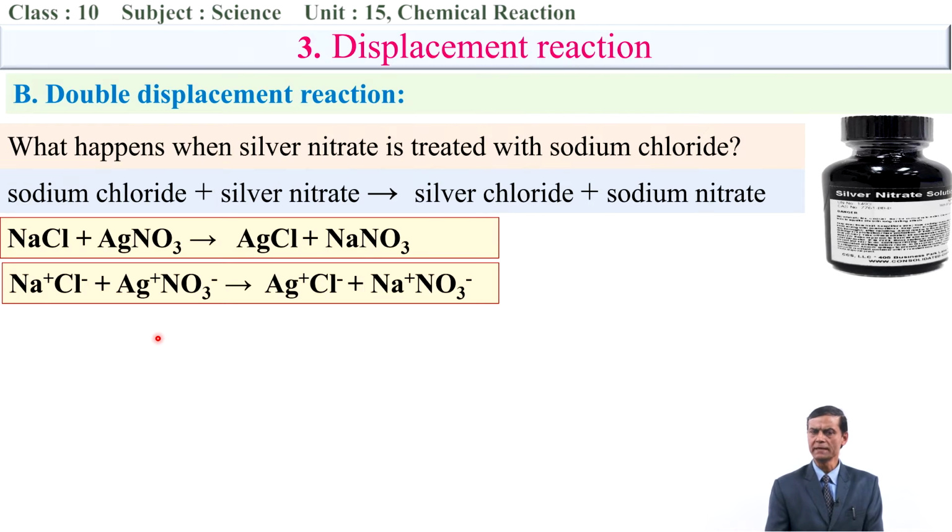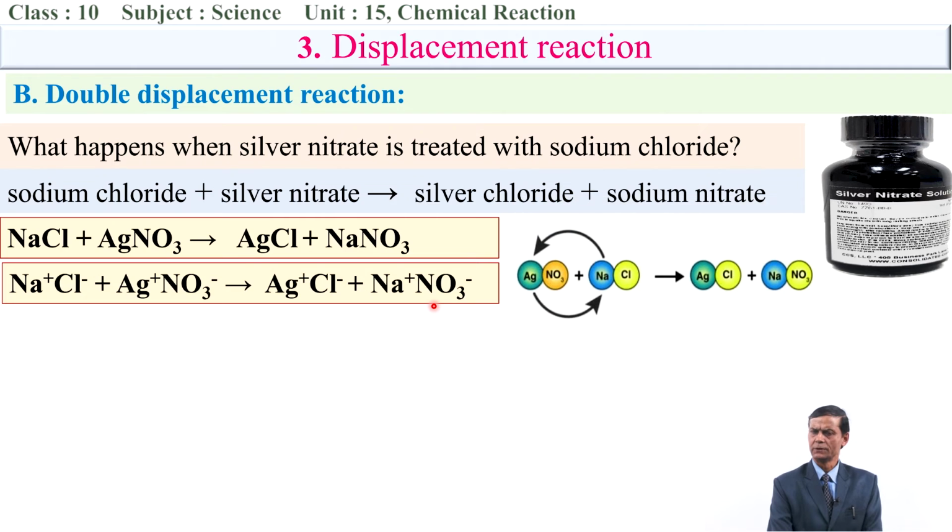So the product will be AgCl and NaNO3. Look here. Instead of NaCl, there will be AgCl. Instead of AgNO3, there will be NaNO3. So both the ions are displaced or replaced, and in another sense, there is an ion exchange process. This displacement is also demonstrated in the diagram by the arrow.